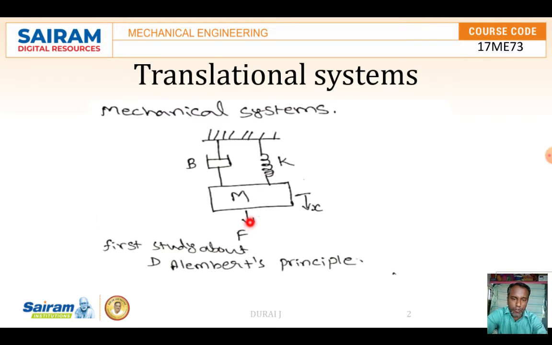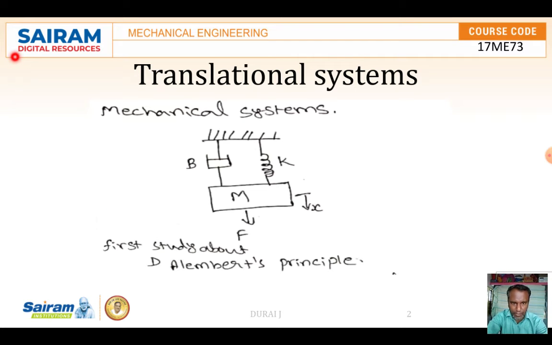So we take the external force F as positive, and the remaining forces, B, K and M, the reaction or resisting forces, we take with the opposite sign, that is, the negative sign. Like this we should take them.